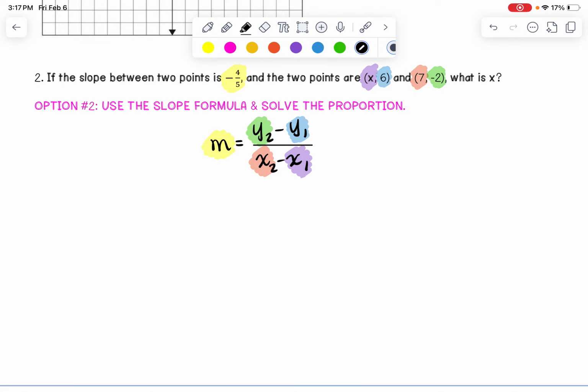So my slope is negative 4/5. Oops, sorry, there we go. And I'm going to put that negative with the top number because when it's out front like that, you need to assign it to either the top or the bottom number. It doesn't matter. I always give mine to the top though. And then let's see, I'm going to do the green minus the blue. So y minus y. So I'm going to do negative 2 minus 6. And then I'm going to do x minus x, which is going to be 7 minus x.